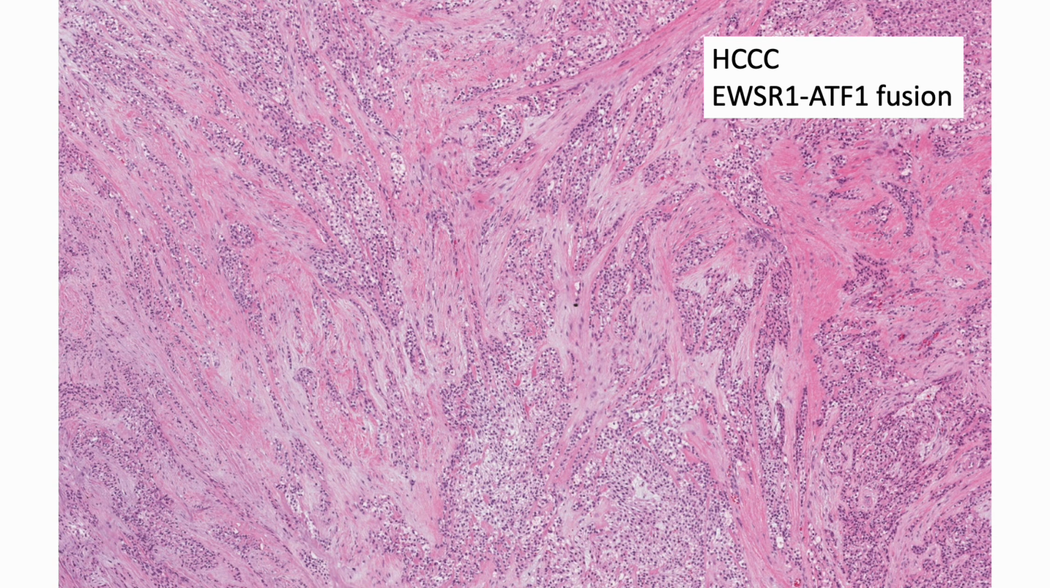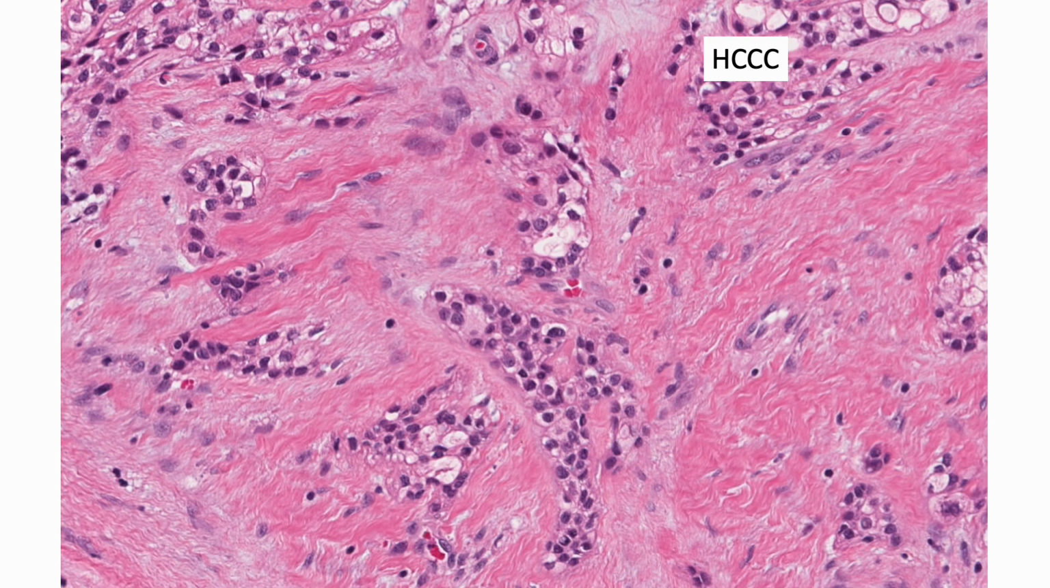HCCC is a low-grade salivary gland tumor characterized by the EWSR1-ATF1 fusion, and morphologically it resembles this case: irregular nests of clear cells and a hyalinized stroma. However, HCCC typically shows low mitotic activity and rare necrosis, which does not fit our high-grade morphology.